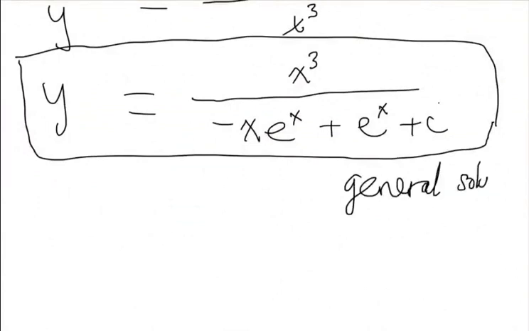Why is it the general solution? Because it has a constant c. We don't have any initial condition to solve for c.